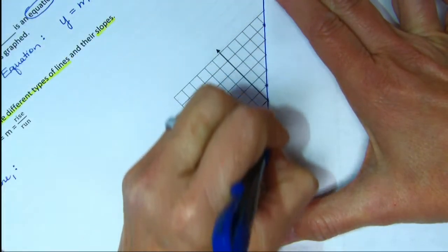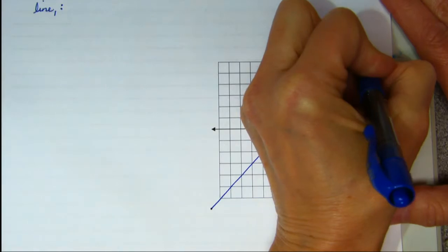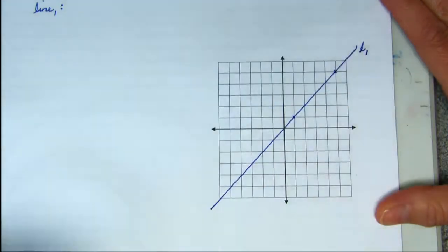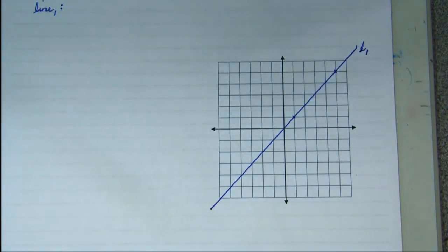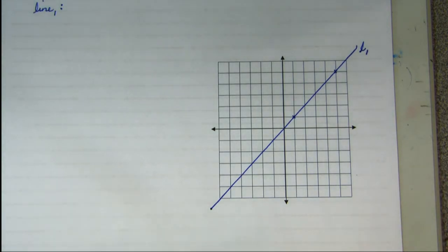Now when you think of slope, think of a slope of a hill. Is the slope going up, down? Is it really steep or not very steep? Okay, so this is line one. Now when we look at lines, determining their slope, we kind of read it like a book from left to right.